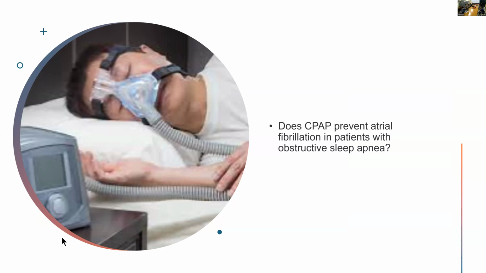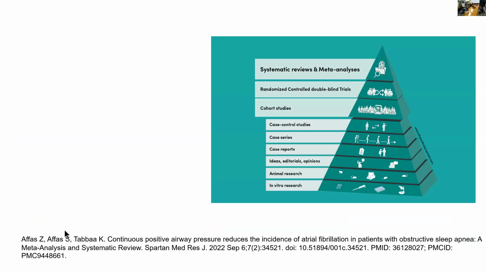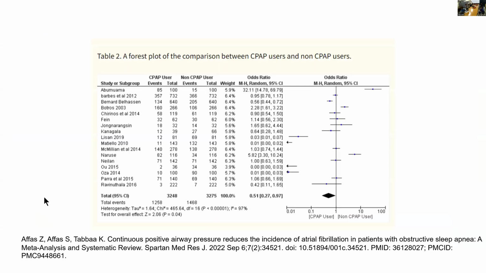Does CPAP prevent atrial fibrillation in patients with obstructive sleep apnea? If you want to find the answer to the question, you'll probably look at case reports, case series, case control studies, cohort studies, or RCTs. But we all know that the gold standard for reviews is actually systematic review and meta-analysis. Why? That's because it helps us to combine as well as examine individual effects of many studies, and it puts together a final effect.